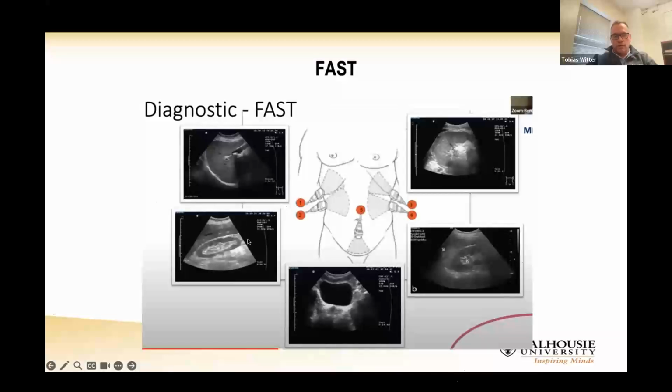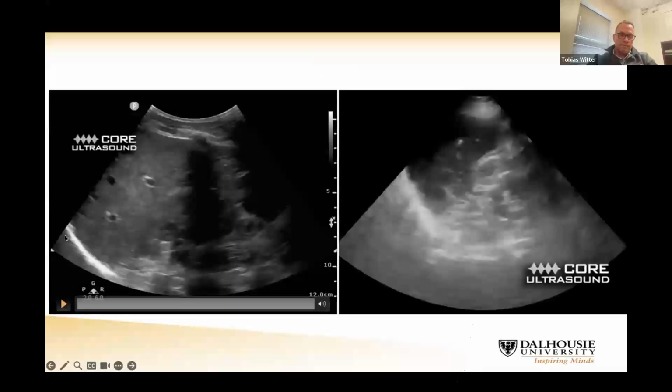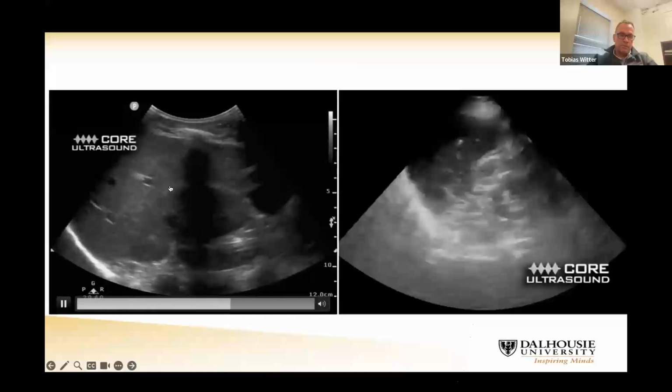And then we're going to look at the pelvis, the Douglas pouch down here, see if there's any fluid around the bladder. And many of us also look at the heart, see if there's any pericardial effusion or anything there in that area. This is how the liver ultrasound Morrison pouch looks like.